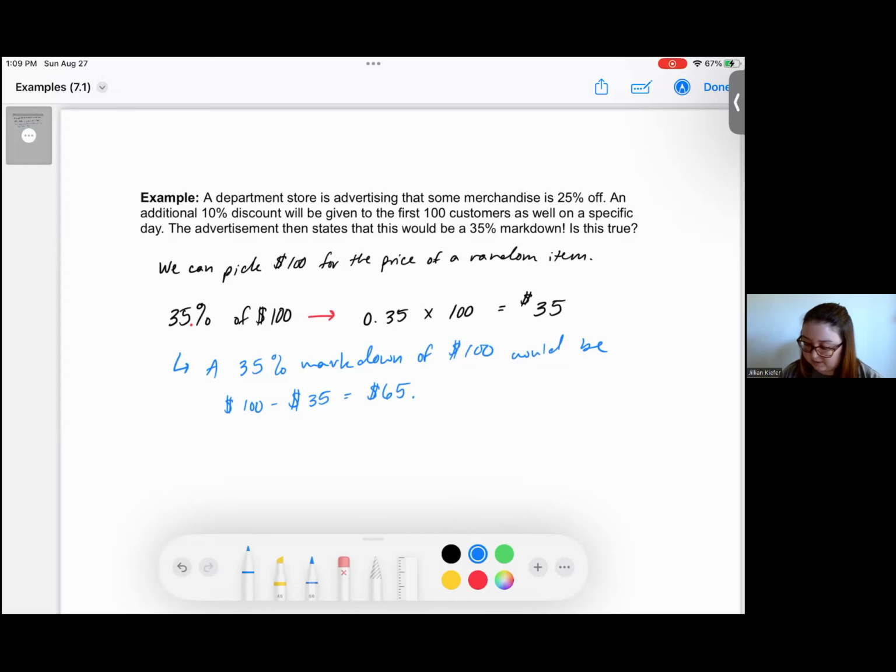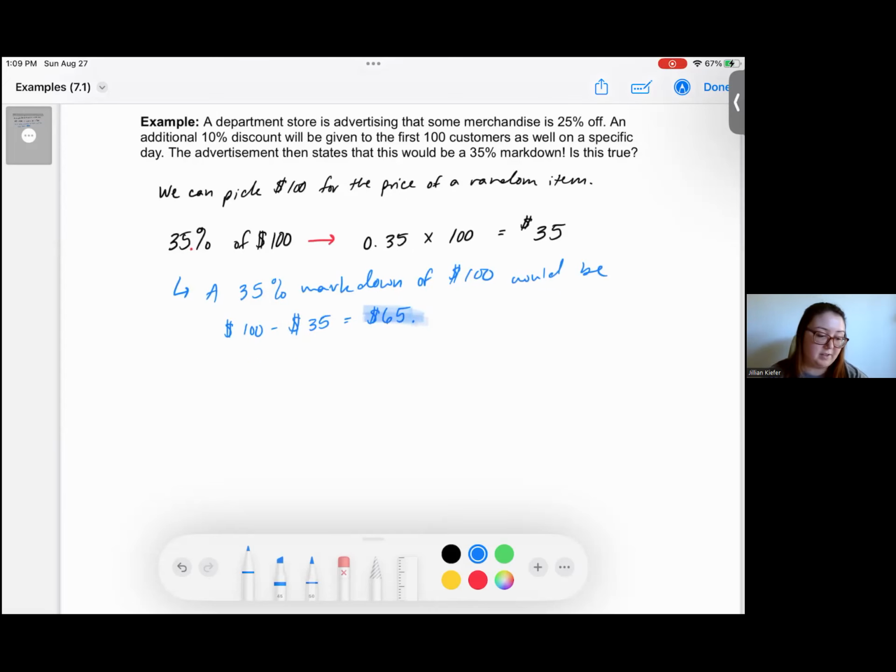So $65 is kind of like the value that we're aiming for here. We're saying $65 is 35% off. So when we do the rest of our calculations, we're really checking if the value that we get is $65, because that's what they're promising. They're saying, hey, it's 25% off. You're getting an additional 10% off. That's 35%. So when you go in, you're expecting to get $35 off of 100. But let's see how much you really get.